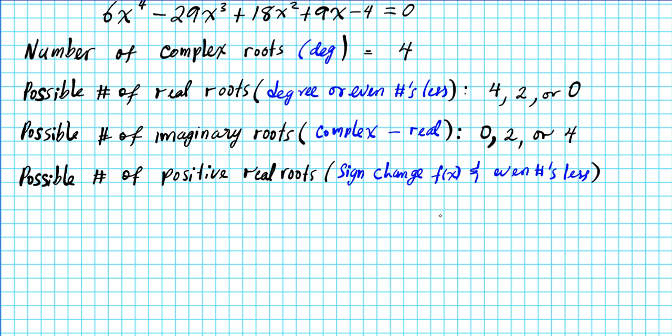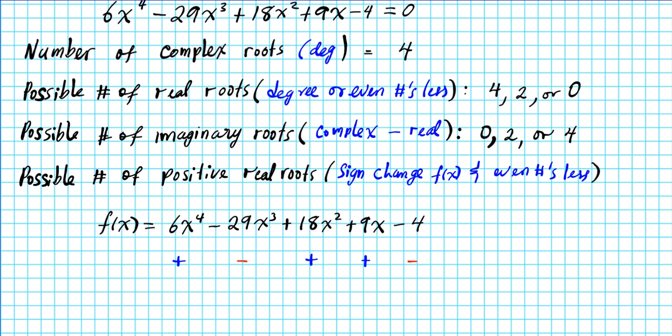Okay, so we're going to write down the equation in function form. Basically, f of x equals 6x to the 4th minus 29x to the 3rd plus 18x squared plus 9x minus 4. Now we have 1, 2, 3, 4, 5 terms. Now let's determine the signs of each term. The first term is positive. The second term is negative. The third term, positive. Fourth term, still positive. And the last term is negative.